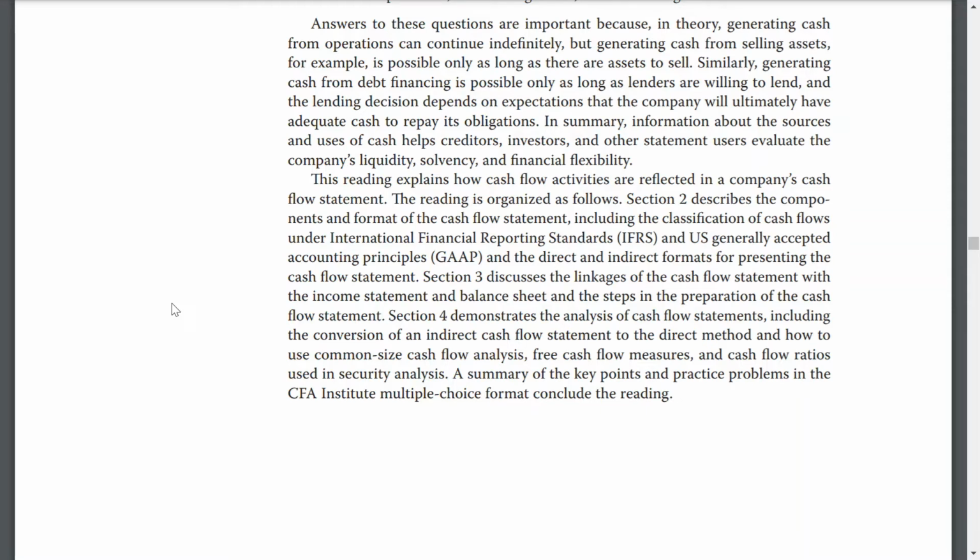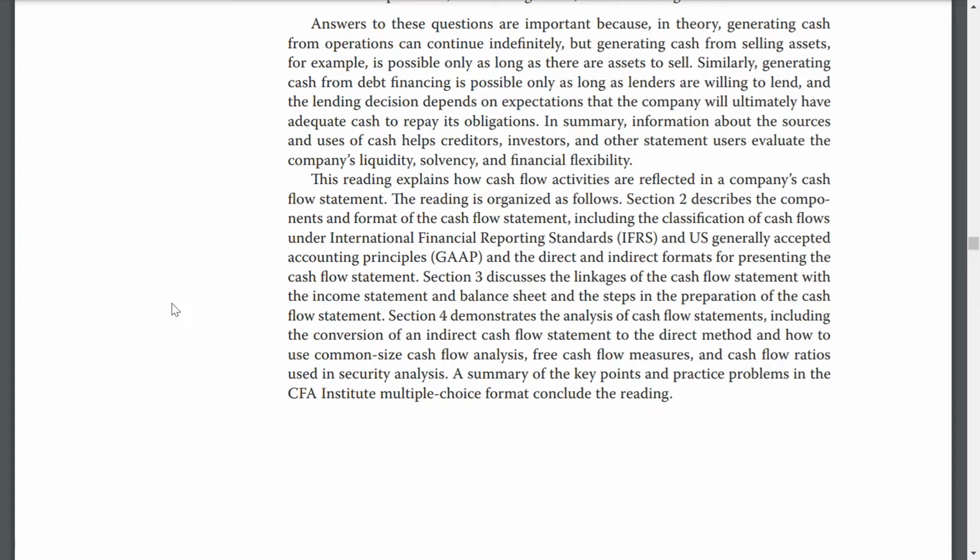Section 4 demonstrates an analysis of cash flow statements, including the conversion of indirect cash flow statements to the direct method and how to use common size cash flow analysis. Free cash flow measures and cash flow ratios used in security analysis are also covered. A summary of the key points and practice problems in the CFA Institute multiple choice format concludes the reading.